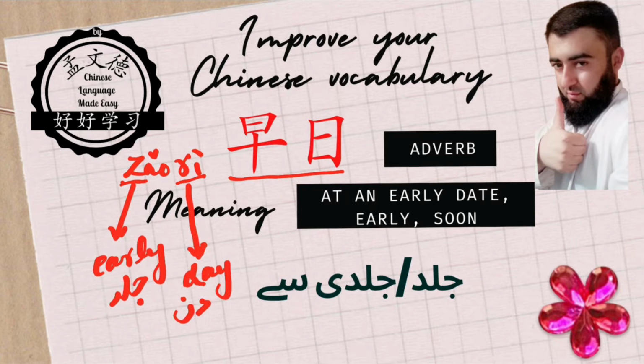So we are going to use this in a Chinese sentence. The use of this word will be clear to us after seeing it in a sentence. And in Urdu we can call it jald ya jaldi se.